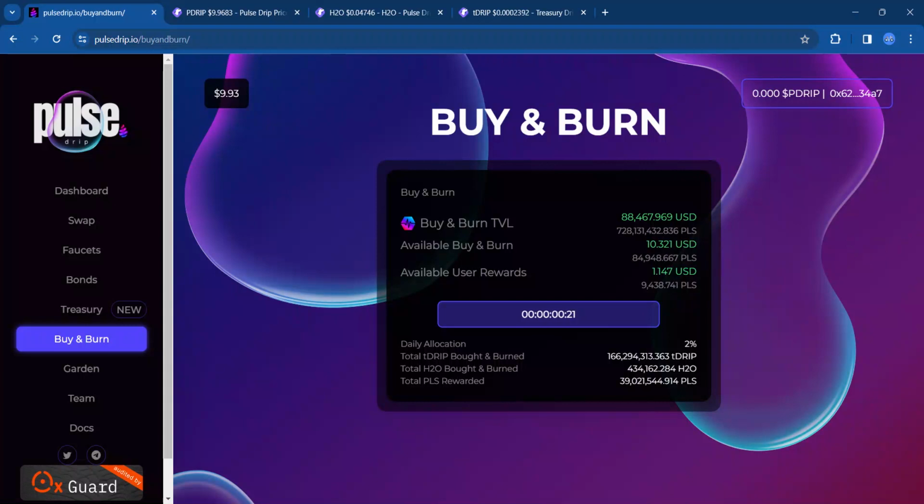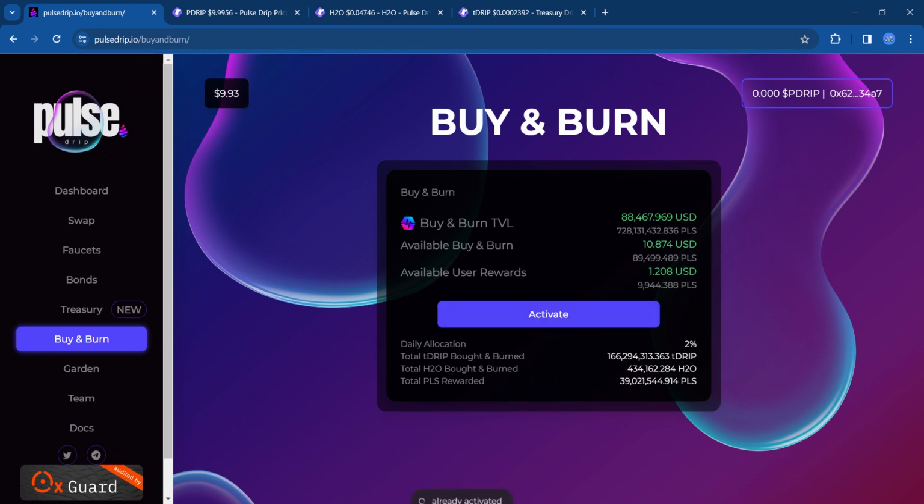If you have a faucet, you can participate in the buy and burn, and that helps buy and burn T-Drip, and it helps buy and burn H2O. Then you get rewarded in PLS, right? You get a nice little small bag of PLS. It's a great way to add some more PLS to your bag. So let's see if we can get this in time.